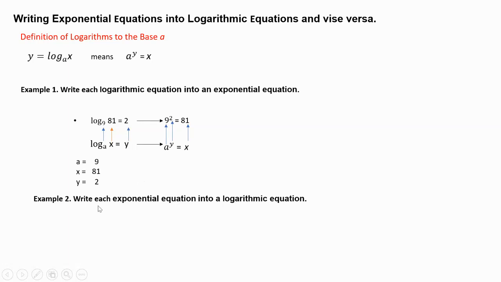Example number 2. Now we're going to go the other way. Write each exponential equation into a logarithmic equation. Right, so this is an exponential form. We have to know what the a, the y, and the x are. So we're going to get those values, and then we're going to convert it into logarithmic form. So my a, if you notice, is equal to 5. My y is going to be 3. And my x will be 125.